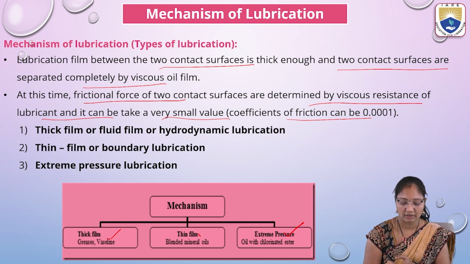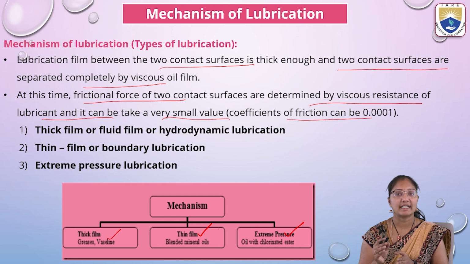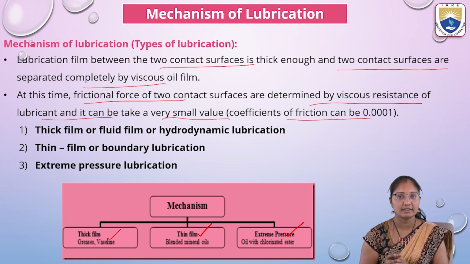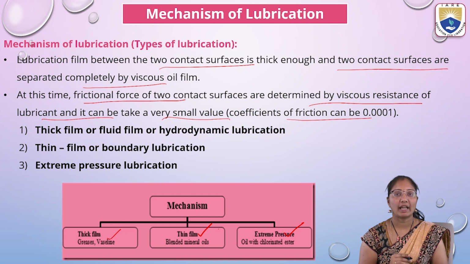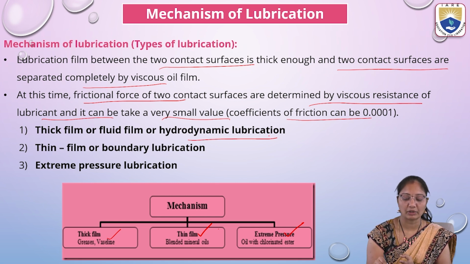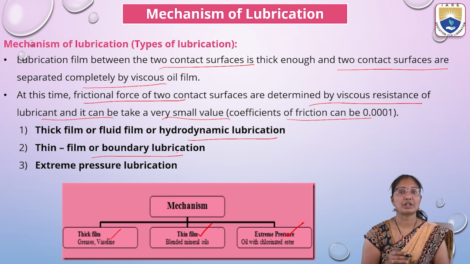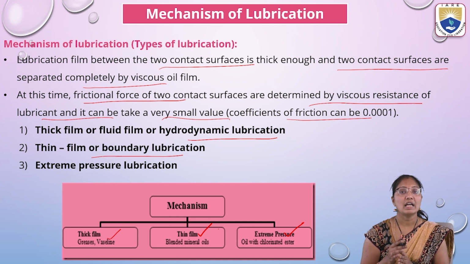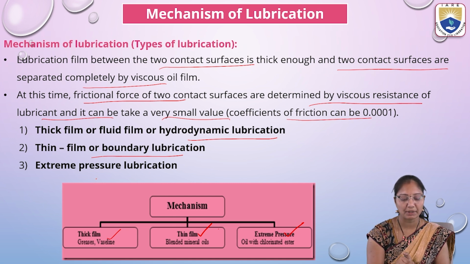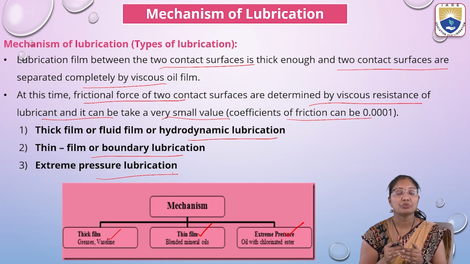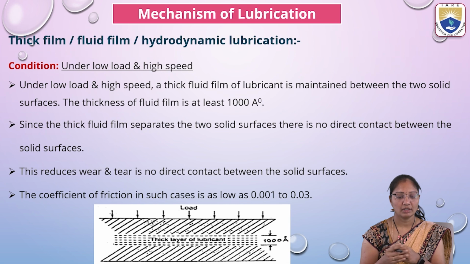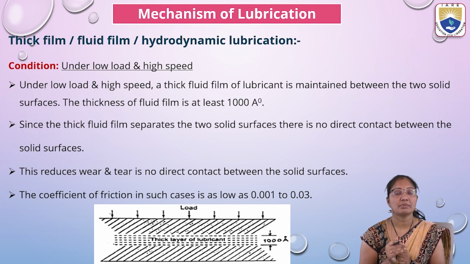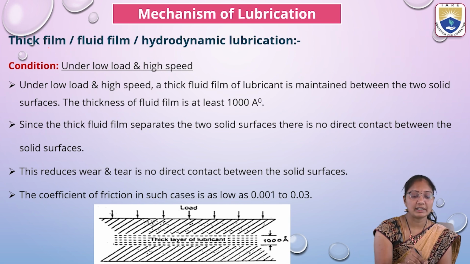There are three types of mechanisms involved in the lubrication process: thick film, thin film, and extreme pressure. The thick film is also called fluid film or hydrodynamic lubrication, the thin film is also called boundary lubrication, and the final one is extreme pressure lubrication. We are going to see in detail how the mechanism happens.